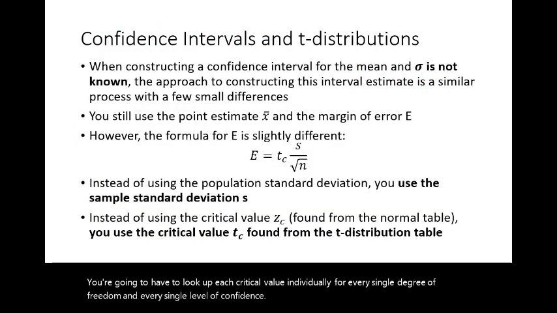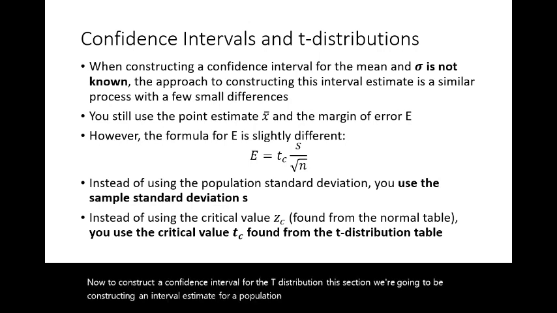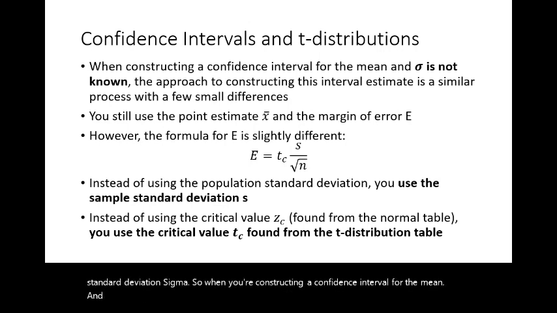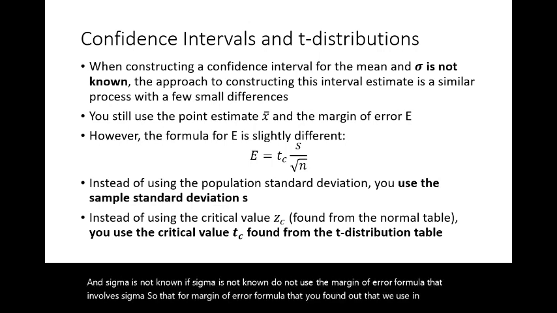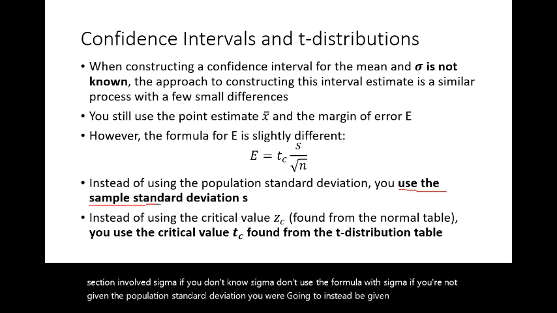Now, to construct a confidence interval using the t-distribution, in this section we're going to be constructing an interval estimate for a population mean when we do not know the population standard deviation sigma. So when you're constructing a confidence interval for the mean, and sigma is not known, do not use the margin of error formula that involves sigma. The margin of error formula that we used in the last section involves sigma. If you don't know sigma, don't use the formula with sigma. If you're not given the population standard deviation, you are going to instead be given the sample standard deviation.